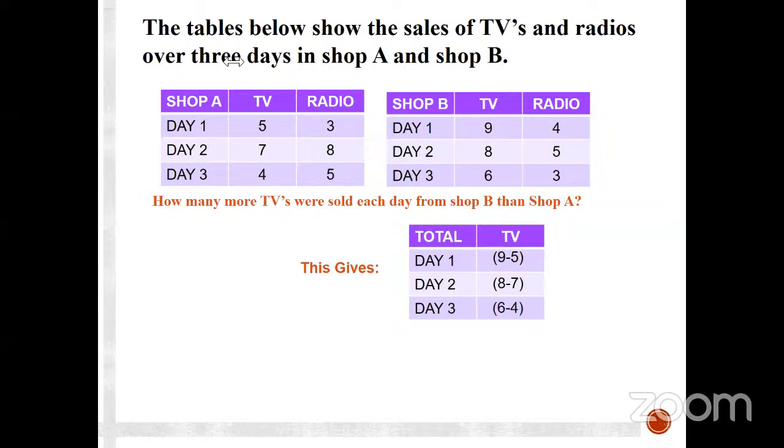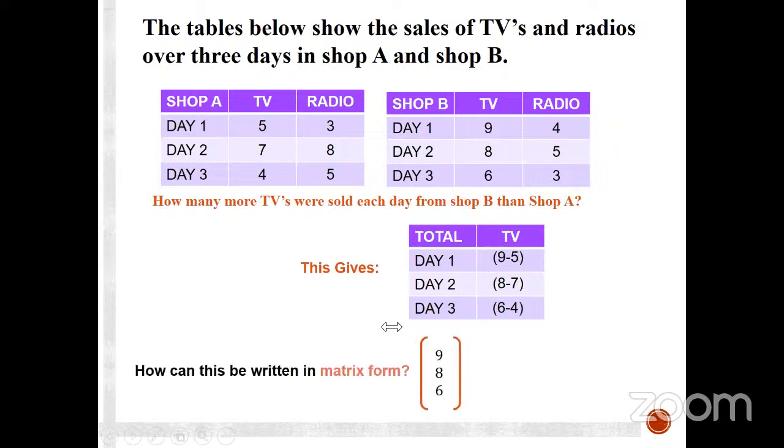All right, very good. Now, let us transfer this into matrix form. Let's see if we can write this as a matrix now. So I've given you the first matrix that represents shop B. Can you tell me the matrix that represents shop A so that we can carry out the subtraction? All right, nothing yet. All right, Diana is saying 5, 7, 4.